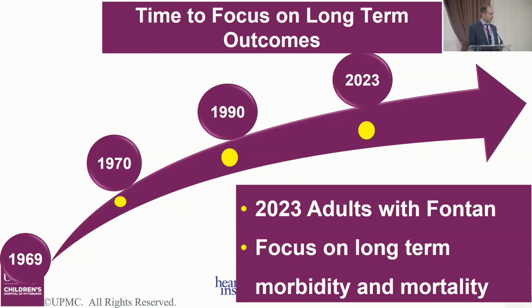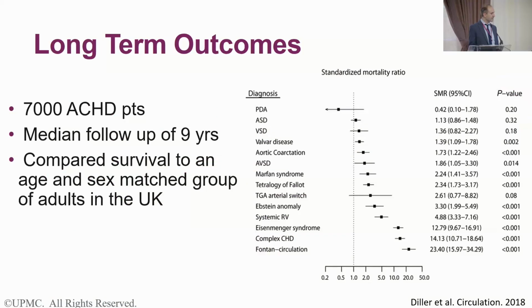And today in 2023, we see many adults with Fontan, and it's time to focus on the long-term morbidity and mortality. So looking at the long-term outcomes, this is the same paper actually that Dr. Silversitz used in the morning. This is a paper from the United Kingdom with 7,000 patients with adult congenital heart disease and a median follow-up of 9 years. It compared the survival of different types of congenital heart disease to an age and sex matched group of adults in the United Kingdom. What you can see on this graph is that patients with Fontan circulation seem to have the higher standardized mortality ratio compared to all types of congenital heart disease, including complex congenital heart disease and patients with Eisenmenger syndrome. So it's definitely a population with high risk for adverse outcomes.